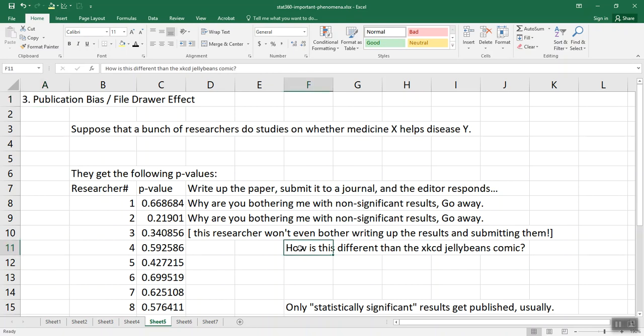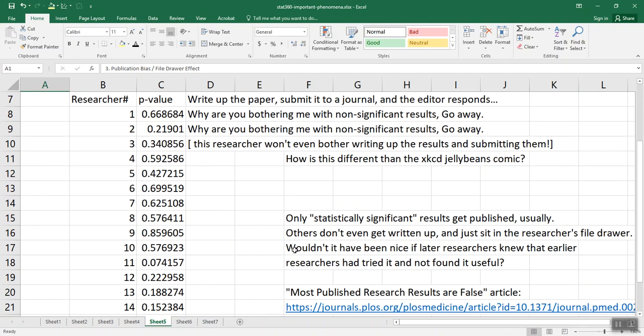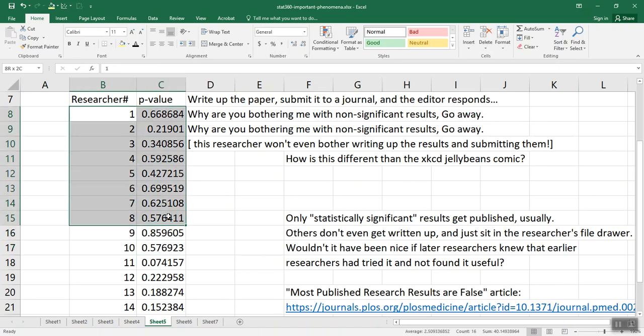We might ask, how is this different than the Jelly Beans comic we just saw? There, we kind of believed the result when it happened, which is like publishing it, but also they were still doing each individual test and kind of thinking about publishing it. Here we aren't even thinking about sending it in, so there's no public record that it happened. But by the time you get down here, wouldn't it have been nice for this researcher to know that none of these previous people had found a statistically significant result? Maybe that would have saved this researcher some trouble. They could go research some different medicine. So it's kind of inefficient for science to not be publishing these, quote, negative results, because knowing them could save other people some time.